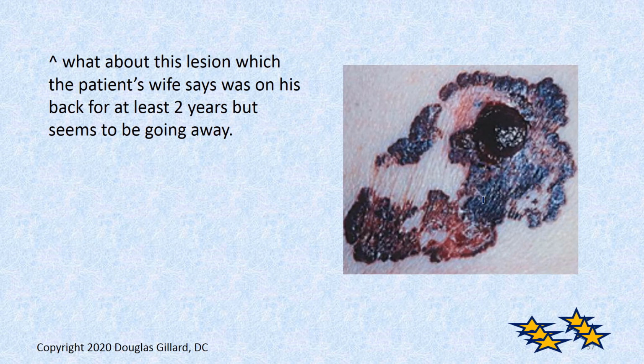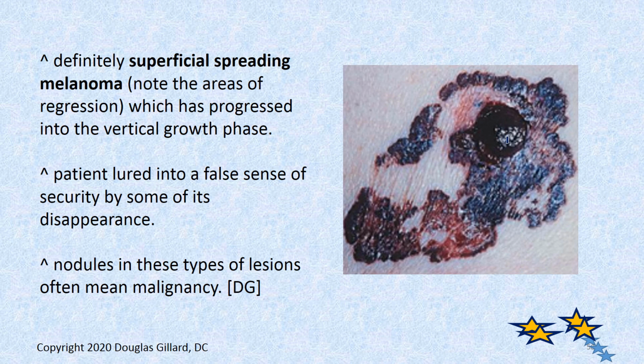What about this one? Wife says it's been on the patient's back for about 2 years. But it seems to be going away, so they never bother to come in. That's always a bad sign, right? It's got that big ugly nodule. I mean, this has to be looked at by a dermatologist. It turned out to be a superficial spreading melanoma that has shifted into the vertical growth phase in this area right here, and that's why the nodule has popped up.